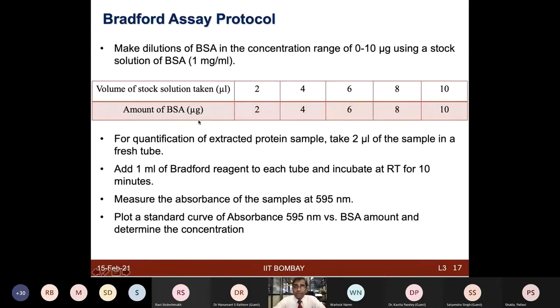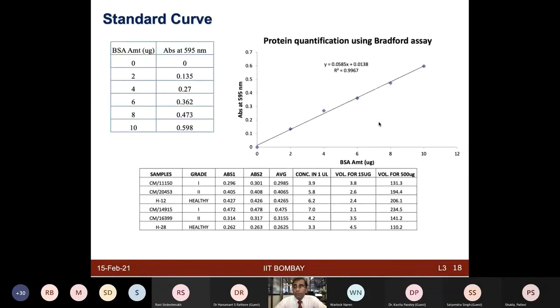So you should make a standard graph the way you have been doing for other protein assays. Choose any standard protein, make known amounts of those protein stocks, measure their absorbance, and do the plotting. Make the standard curve for the known amounts of, let's say, BSA in this case, and the absorbance value measured at 595 nanometer. Calculate the R square value, and the graph should be as linear as possible with a good R square value, in this case almost 0.99, which is good.